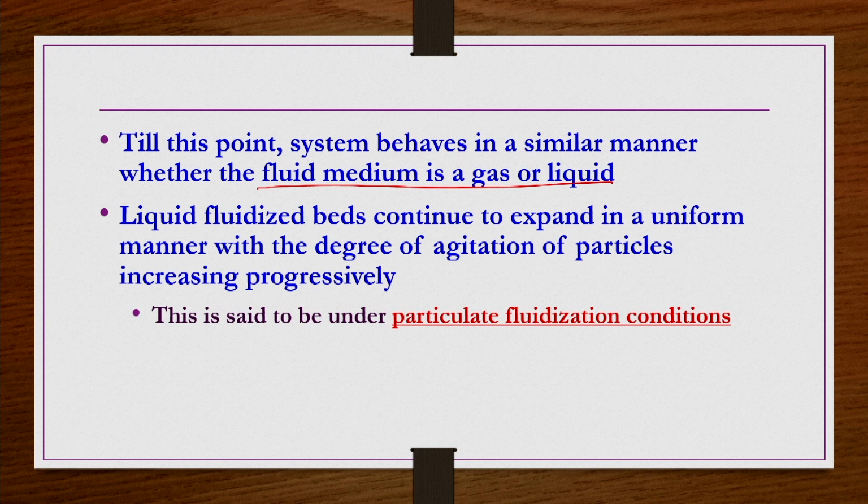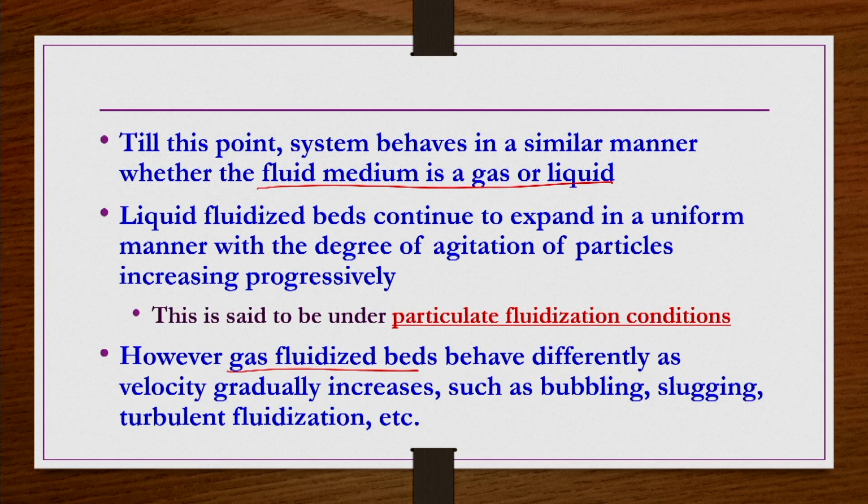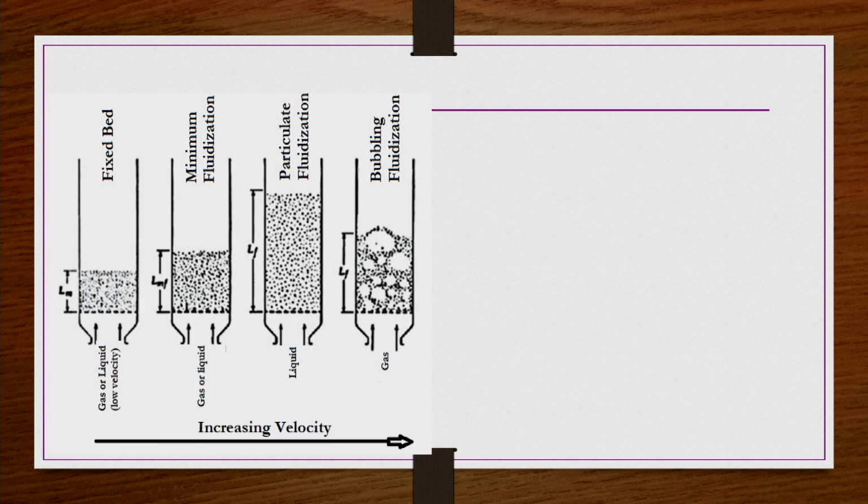Pictorially we are going to see, but however, after this incipient point of fluidization, if the fluid medium is a gas, or if you are having gas fluidized beds, then the bed is going to behave very differently with increasing velocity. It may have bubbling fluidization, it may have slugging fluidization, it may also have turbulent fluidization, etc. So how they look pictorially, we are going to see here now. So now see, the first case is where we are taking the fluid medium, whether gas or liquid.